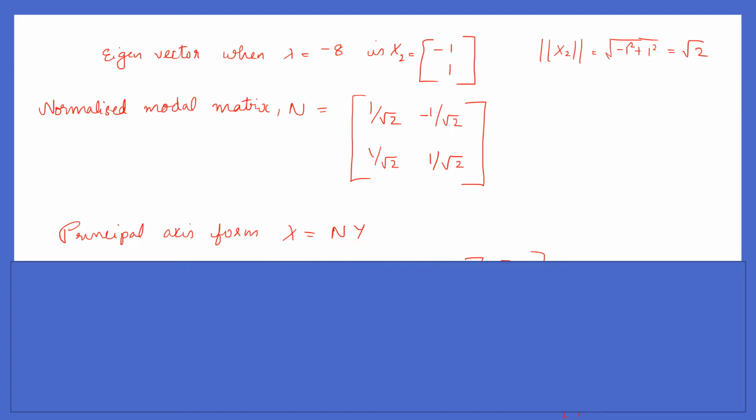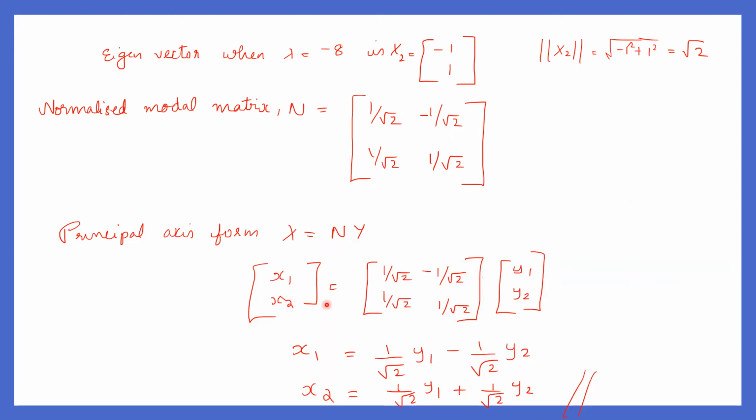So we can write it as x can be written as x1, x2, and N the matrix itself, 1 by square root of 2, minus 1 by square root of 2, 1 by square root of 2, 1 by square root of 2, into the y matrix, y1, y2. So we have to do the matrix multiplication on the right hand side. So it will become x1 is equal to 1 by square root of 2 into y1 minus 1 by square root of 2 into y2, and x2 is equal to 1 by square root of 2 into y1 plus 1 by square root of 2 into y2. So this is the principal axis form of the given quadratic equation.